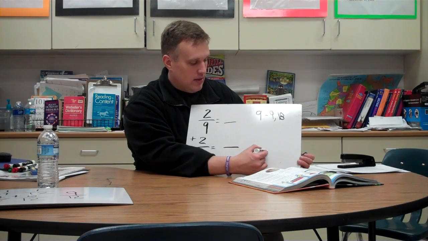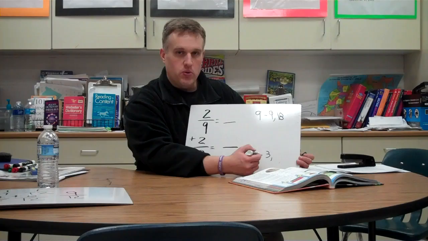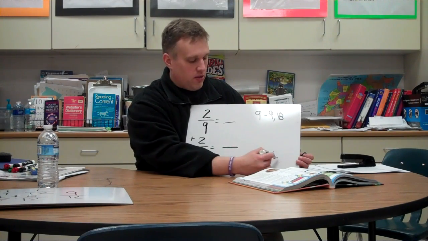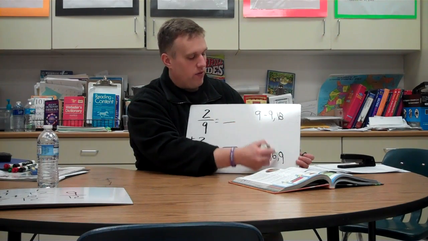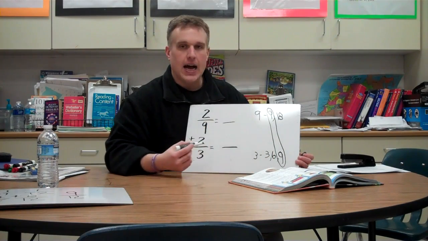3 times 1 is 3. Okay, no matches. 3 times 2 is 6. Again, I have no matches yet. 3 times 3 is 9. I have a match. So this is my least common multiple, 9.